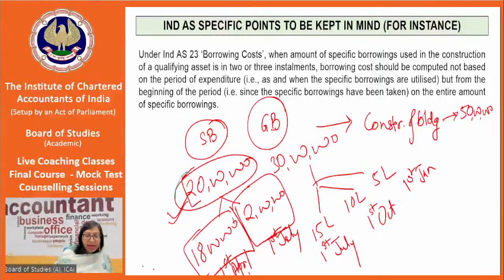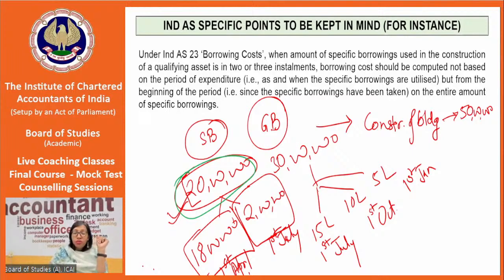So this 20 lakh will be utilized for calculating borrowing cost for this qualifying asset, that is the building. What it means is that even though I have spent only 18 lakh on 1st April, I took the specific borrowing of a total of 20 lakh rupees. So it is not the expenditure which you are incurring, it is the amount of borrowing which you have taken or raised. Okay, so on that specific borrowing, you have to calculate the borrowing cost.